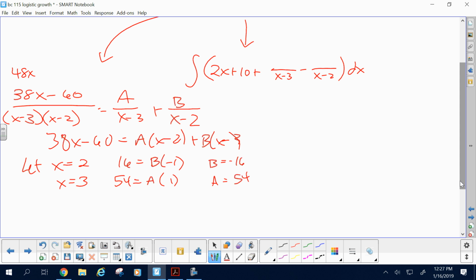All right, so it feels like it should be 2x plus 10 plus 54 over x minus 3 minus 16 over x minus 2. Integrating, x squared plus 10x plus 54 log of x minus 3 minus 16 log of x minus 2, plus.